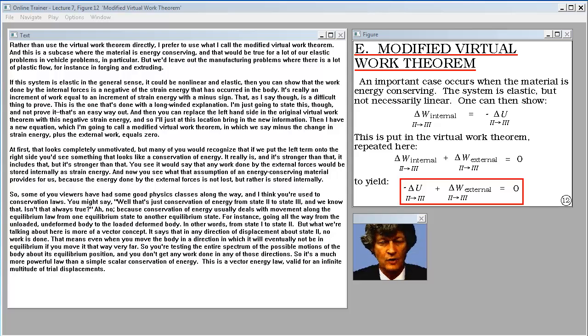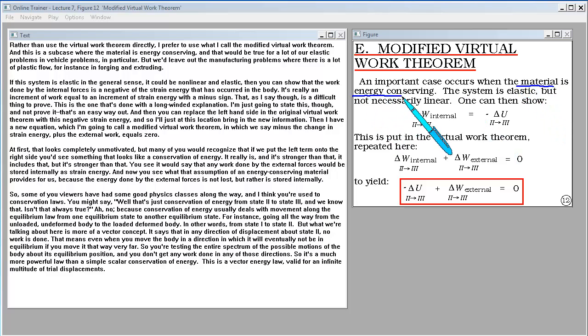Rather than use the virtual work theorem directly, I prefer to use what I call the modified virtual work theorem. This is a subcase where the material is energy conserving, and that would be true for a lot of our elastic problems, in vehicle problems in particular, but would leave out the manufacturing problems where there's a lot of plastic flow, for instance in forging and extruding.